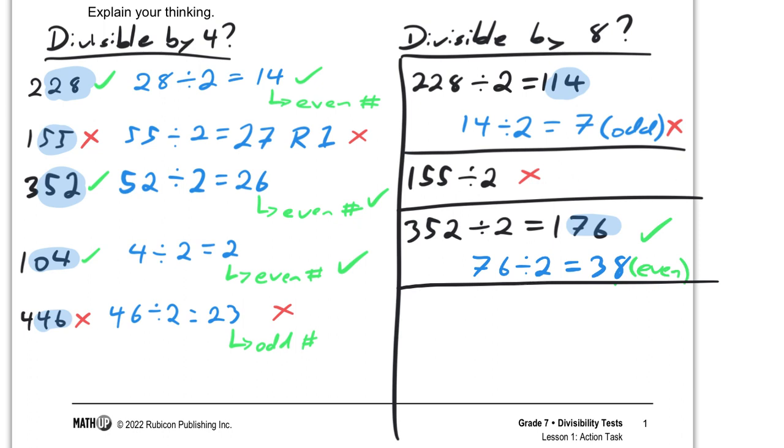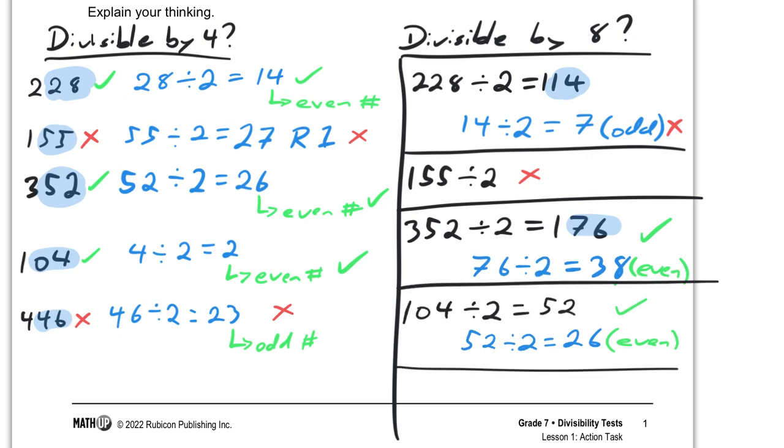Then the number that we have is 104. 104 divided by 2 to see if we get a multiple of 4. So 100 divided by 2 is 50. 4 divided by 2 is 2, so we get 52. Then we're looking at these 2 digits and seeing if we can divide those by 2. 52 divided by 2 is going to be 26. If we find an even number, then it works out. It is an even number, so this one is going to work for being divisible by 8.